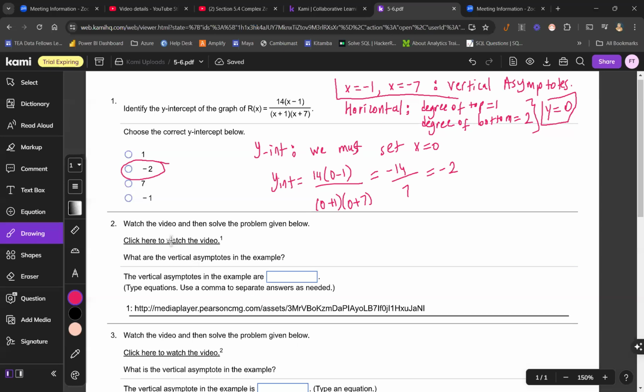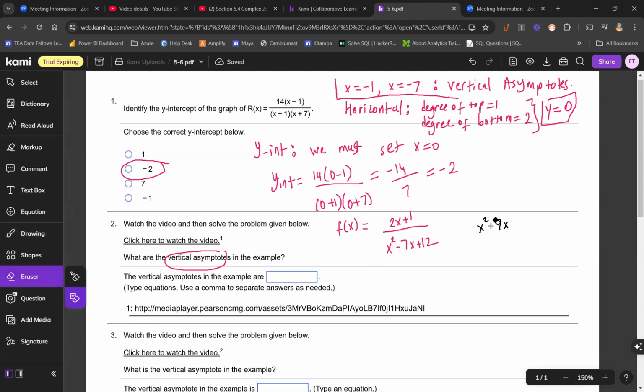Now for number 2, apparently there's a video we have to watch, and this is the link for the video, and the question is asking for the vertical asymptote. Instead of going through the video example, I want to just create an example here. Let's say at the top we have 2x plus 1, but at the bottom, let's say we have x squared minus 7x plus 12. Whenever the question asks about vertical asymptote, vertical asymptotes are always about the denominator. So we will always set the denominator to a 0 to locate the vertical asymptotes.